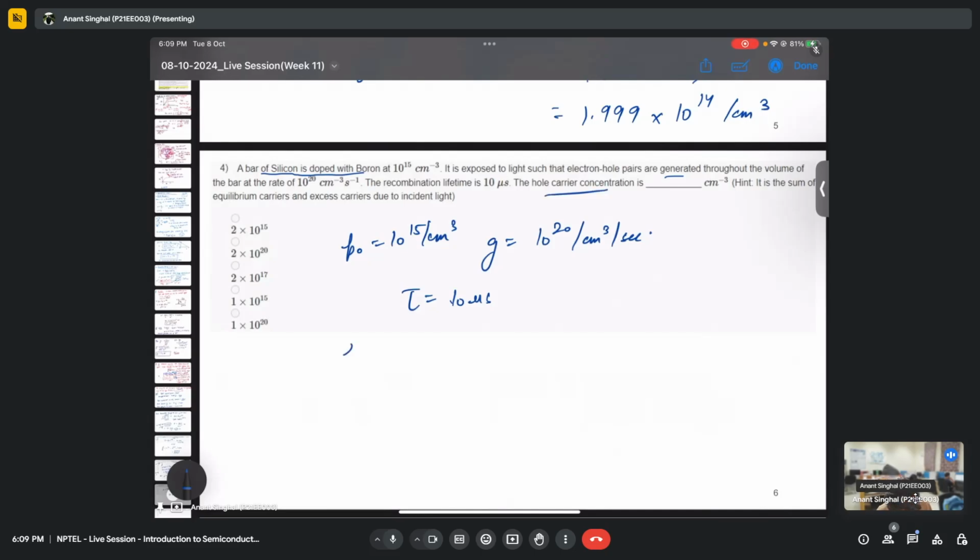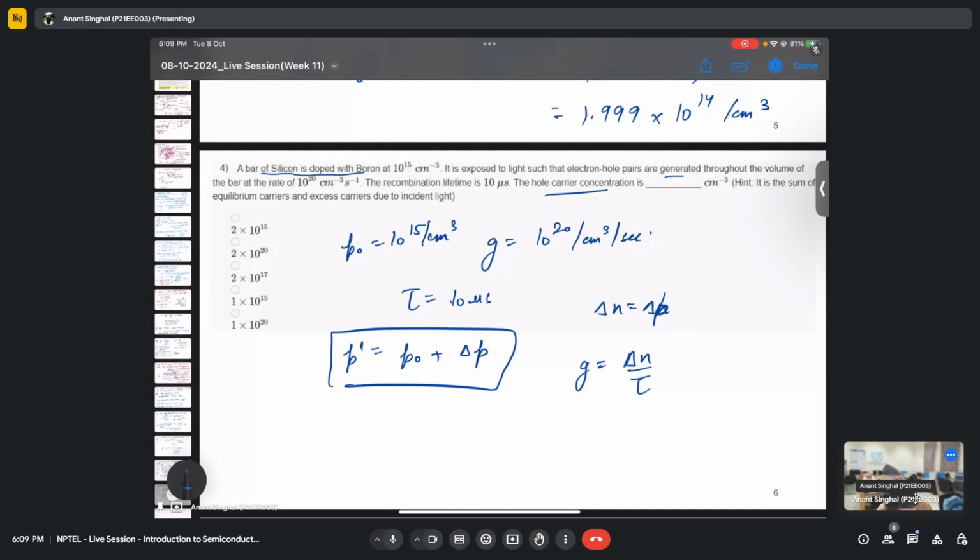So the whole concentration total will be P naught, which is the doping, plus the delta P, which are generated by excess pair. And how can you find delta P? Delta P will be equal to delta N. The excess holes will be equal to excess electrons, and G is nothing but delta N by tau. So this is what you have already done in the previous problem.